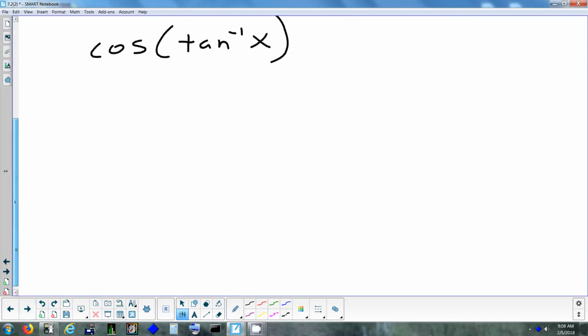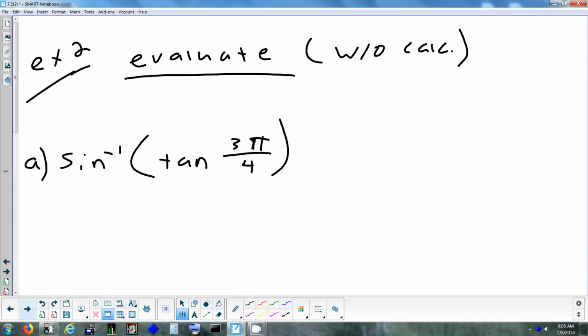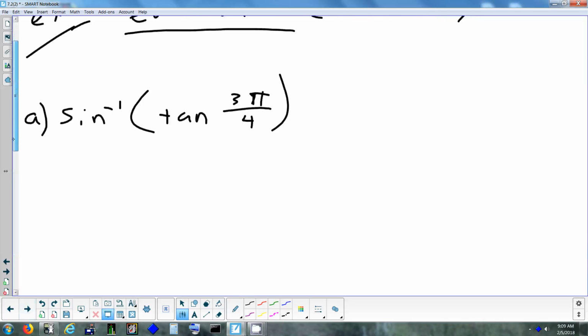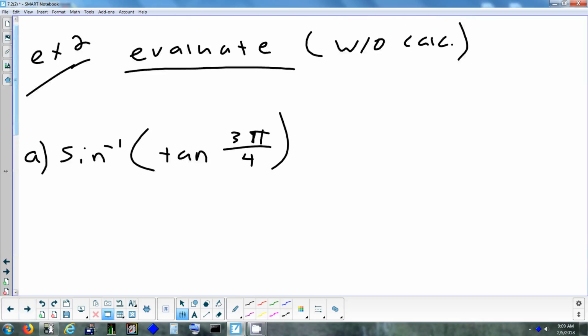Okay, so it's pretty much the same thing. This one's a little different. This is evaluate. So evaluate means when you're done, you should have a number as an answer. But they want us to do it without a calculator. So what that means is the answer has to come out nice. So it's the inverse sine of the tangent of 3 pi over 4.